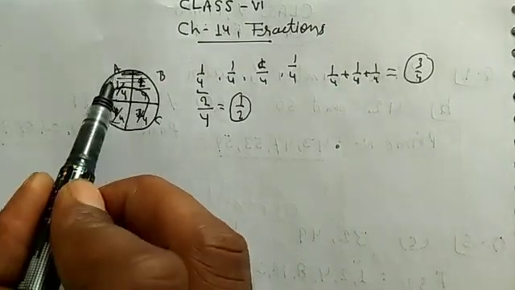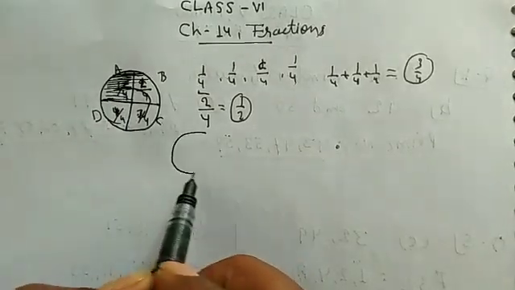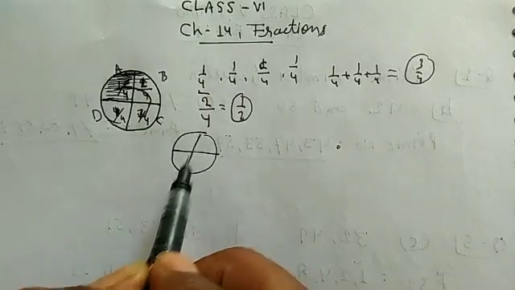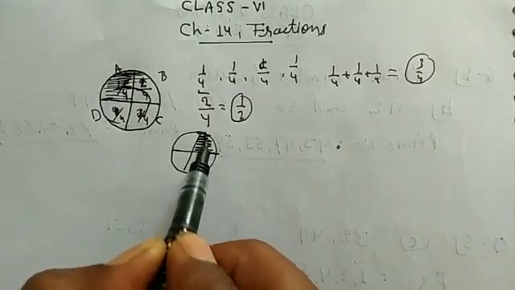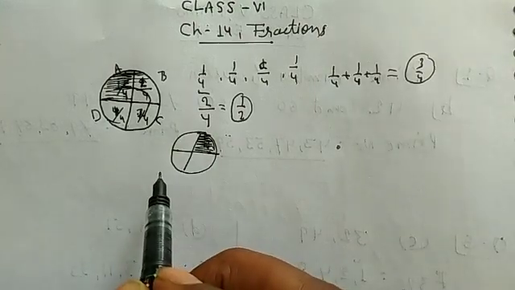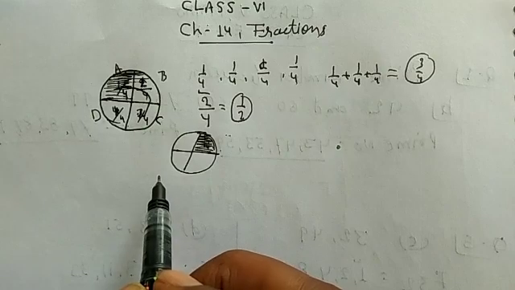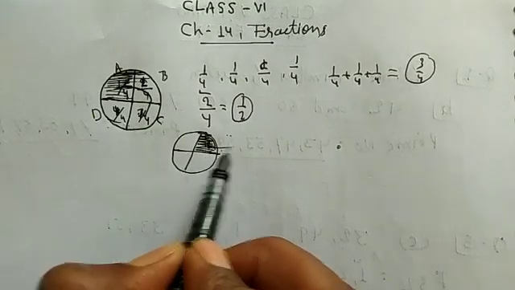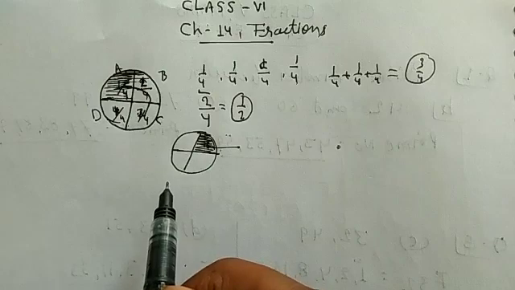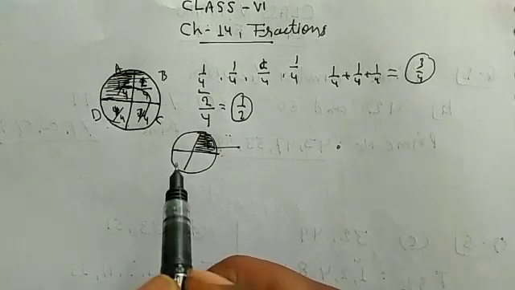So simply we can say fraction is the part of the whole. Suppose that we are talking about this part, so this is the part of the whole. The definition of fraction: fraction is the quantity that expresses a part of the whole. In other words, you can say simply fraction is the part of the whole.